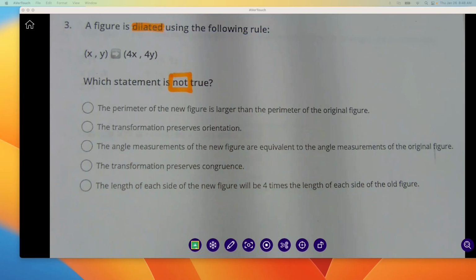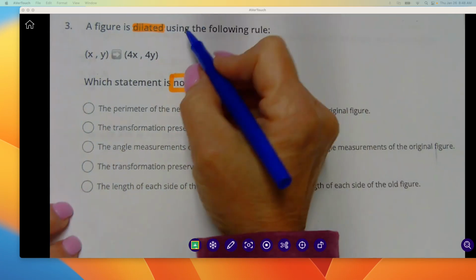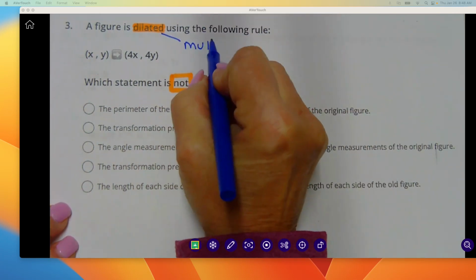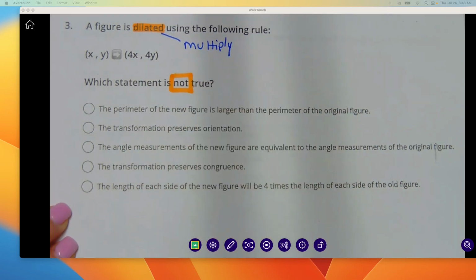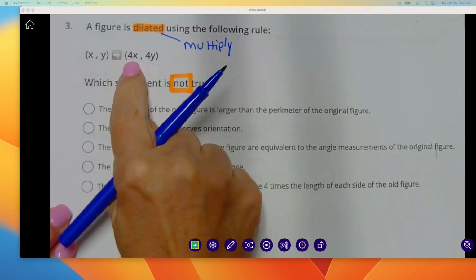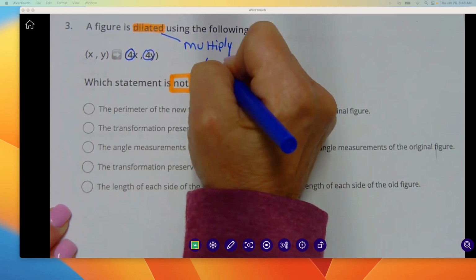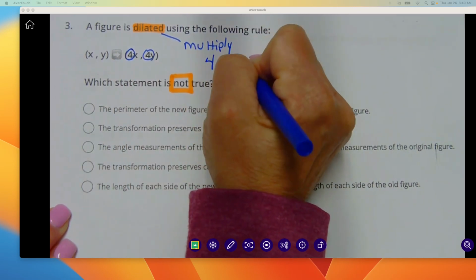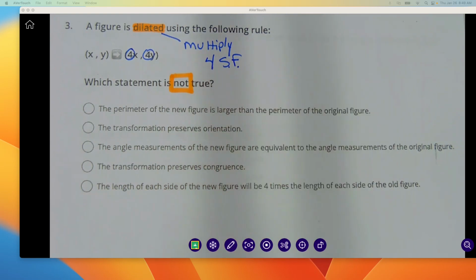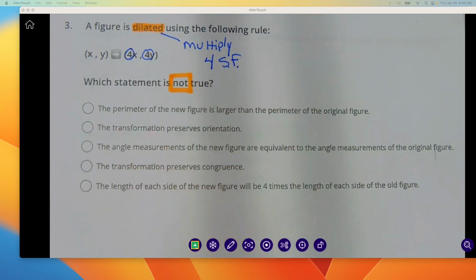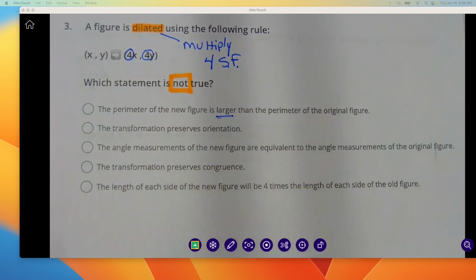Okay, so remember with dilation, we're always going to multiply, and we're going to multiply by the scale factor. So we're going to look. 4 is our scale factor. So let's look at these. It's talking about the perimeter. The perimeter of the new figure is larger than the perimeter of the original.